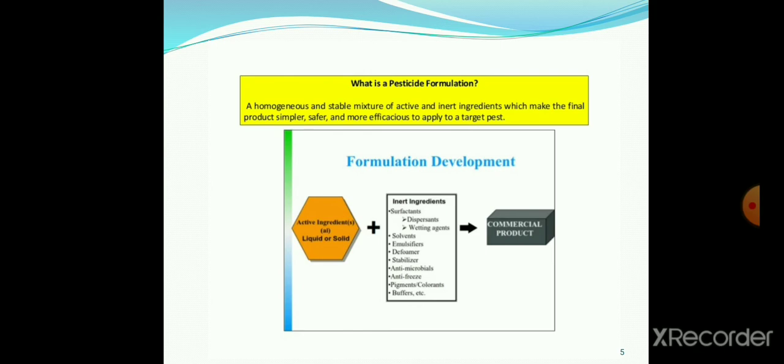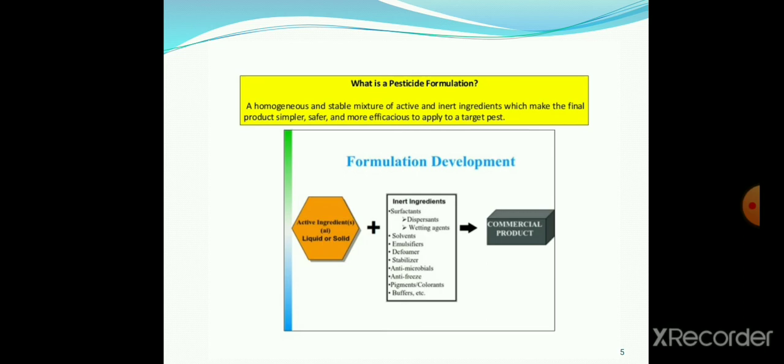This is a simple diagram showing formulation development. It is a combination of active ingredient, which can be solid or liquid, and there is a need of inert ingredients. And what are these inert ingredients? They can be surfactant, solvent, emulsifier, stabilizer, antimicrobial, antifreeze component, pigments, and buffer. When the active ingredient and inert ingredients combine together, there is a formation of a pesticide formulation, which is a commercial product useful as a pesticide.